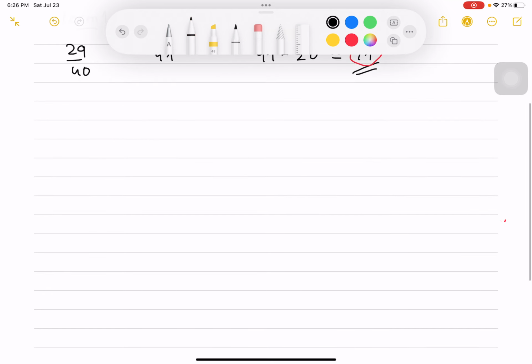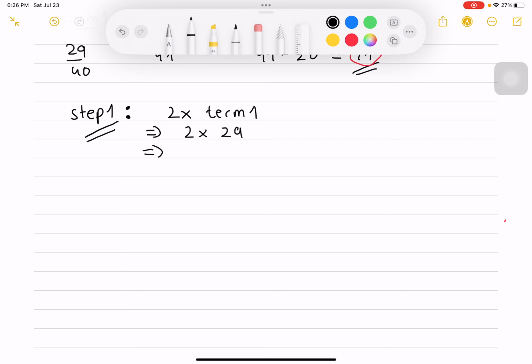Now our first step, that is step 1. In our first step, we are going to take 2 times our term 1 marks. This is very important. So in this case, it is 2 into 29, that is our term 1 marks. So 2 into 29 gives us 58. That is our first step.